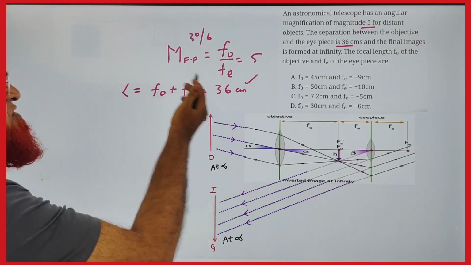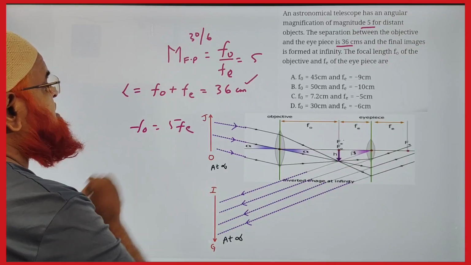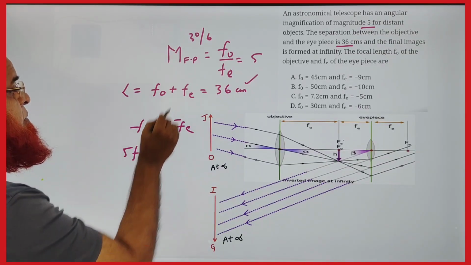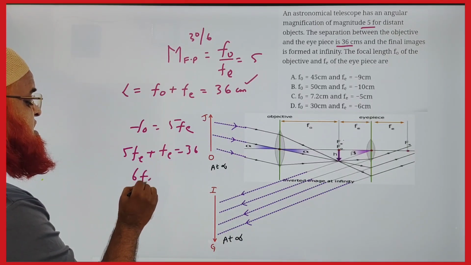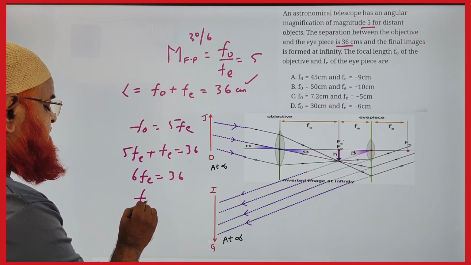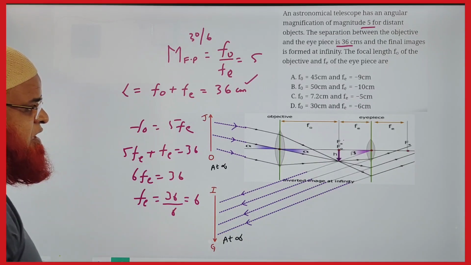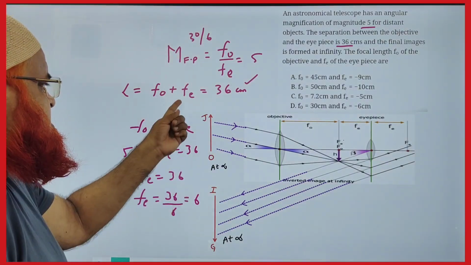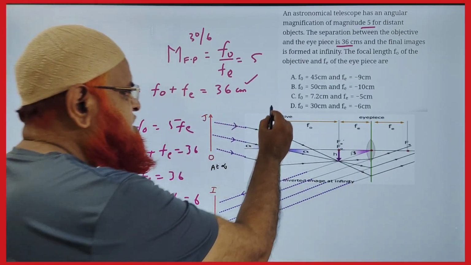Or else you can solve it also, because F0 is equal to 5 times FE. So in place of F0, we write 5 FE plus again FE is equal to 36. So 6 FE is equal to 36, FE is equal to 36 by 6, which is nothing but 6 here. So we got FE as 6, which means F0 is going to be 30. 30 plus 6 is 36. So your answer is option D. That's it.